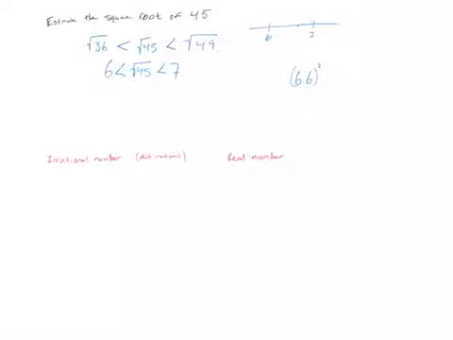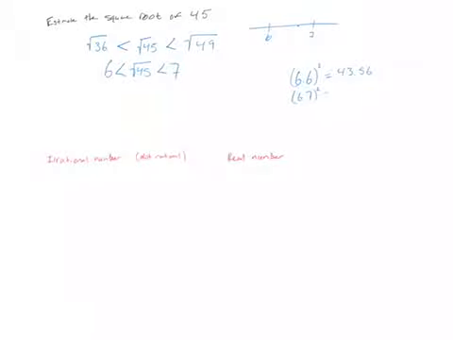So if I take 6.6 and square it, this is equal to 43.56. Notice that number is smaller than 45. So I'm going to try it. I'm going to go up a little bit.